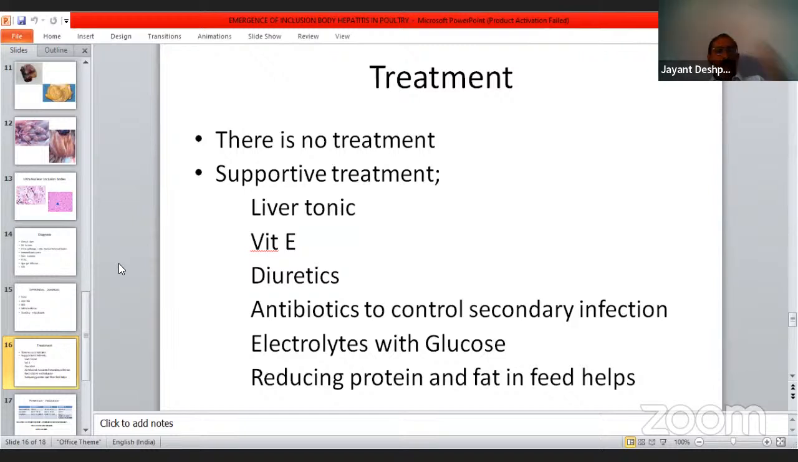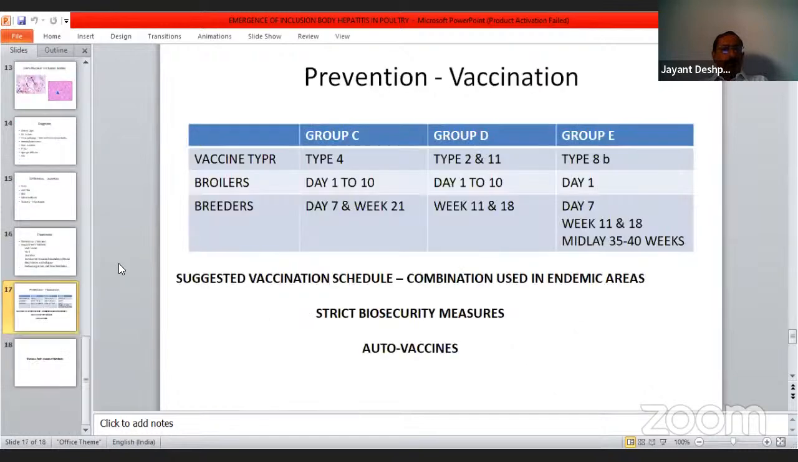Then to just give energy, electrolytes and glucose can be given. And sometimes reducing protein, that means we can give a low protein, low fat diet, which will help birds to digest and get some nutrients and energy. Thereby they can thrive. As the disease is self-limiting, the supportive treatment only will help to reduce the mortality rate. It may not really stop the infection, or we will not be able to prevent it, but it can reduce mortality by a few percentage. So this is about treatment.